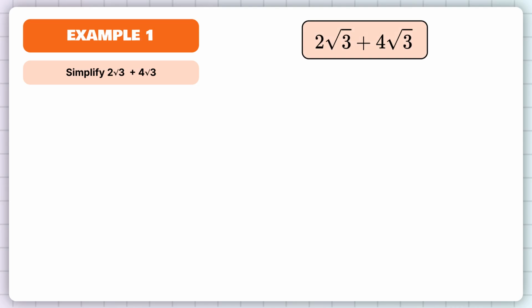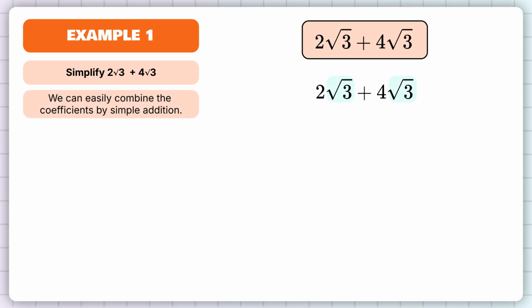In our first example, we'll try adding surds. Let's try 2 root 3 plus 4 root 3. In this case, both surds involve root 3. Therefore, we can easily combine the coefficients. We do this by simple addition, since 2 plus 4 equals 6. The result is 6 root 3.